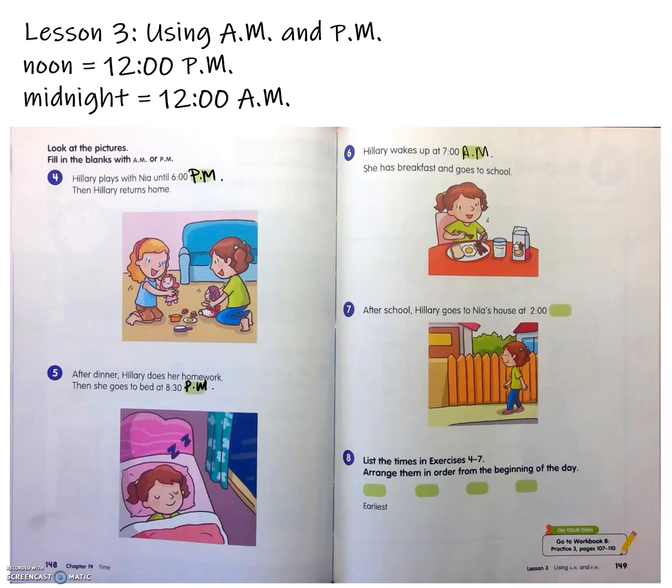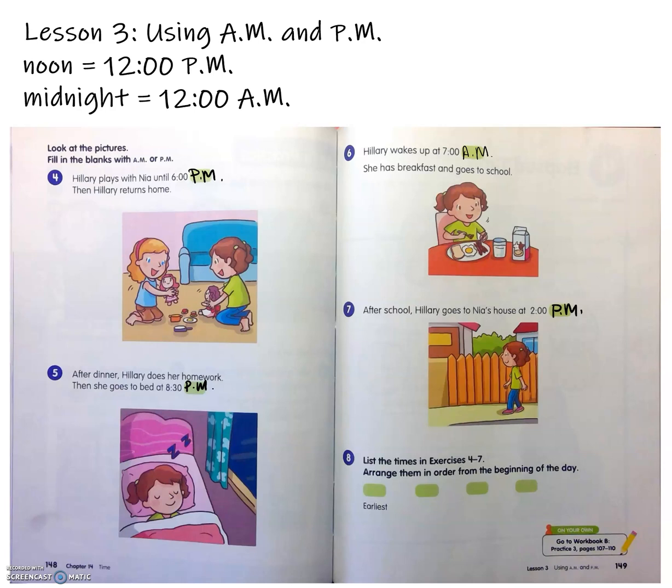After school, Hillary goes to Nina's house at 2 blank. Would you go to Nina's house at 2 in the morning or 2 in the afternoon? It would be 2 in the afternoon. Now we are going to put those in order. This time I'm only going to put the number of the problem in each blank, from the earliest at the time of the beginning of the day to the end of the day.